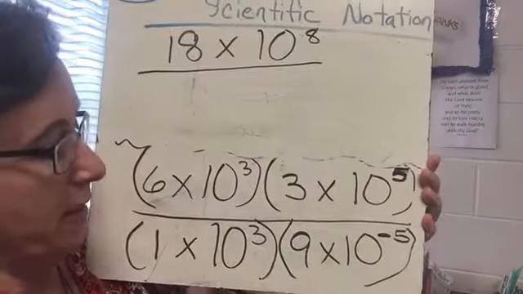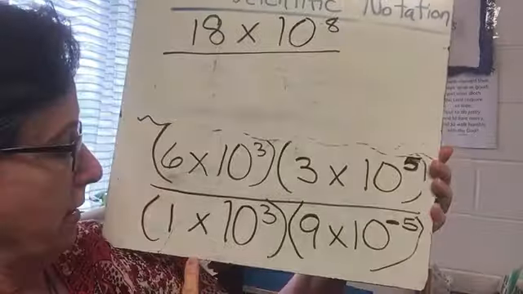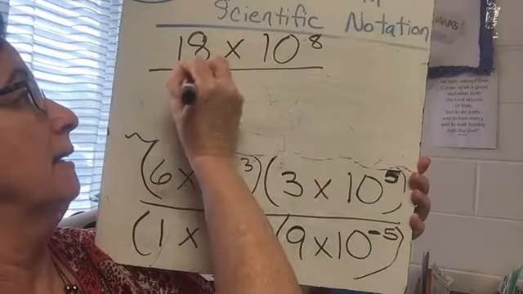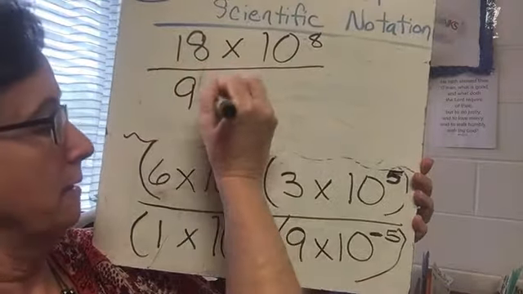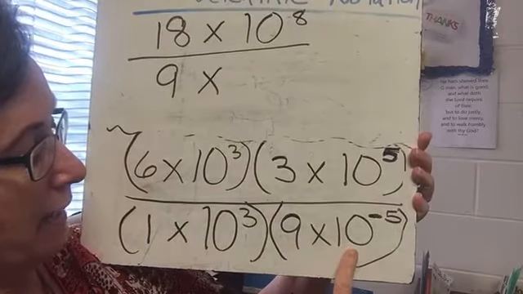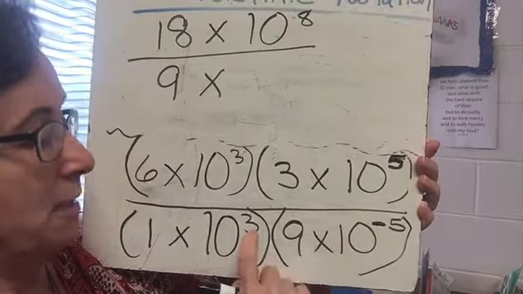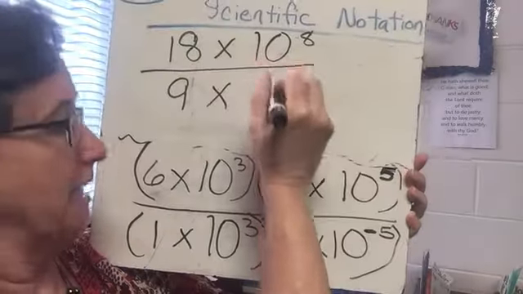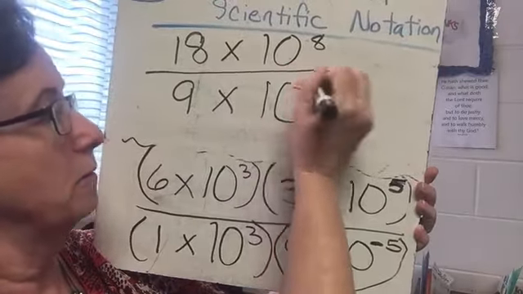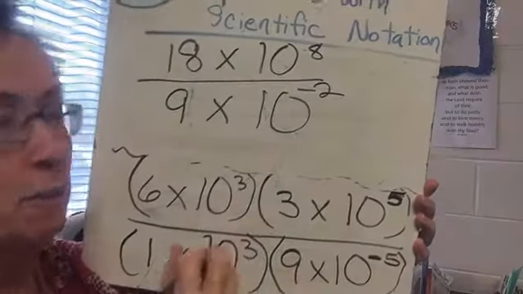Now, we put these 2 together with multiplication. 1 times 9 is 9 times, and then 10 to the third times 10 to the negative 5th. We add the exponents. 3 plus a negative 5 is a negative 2. Okay, now look what we have.